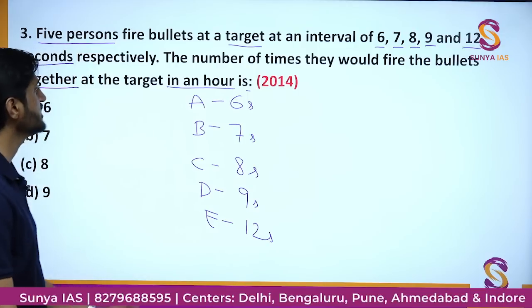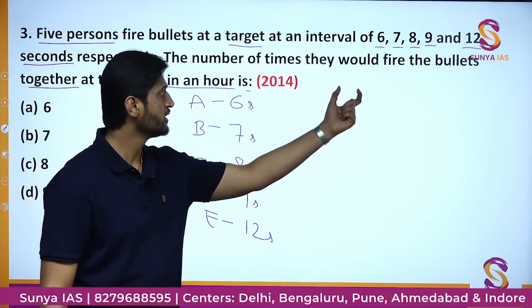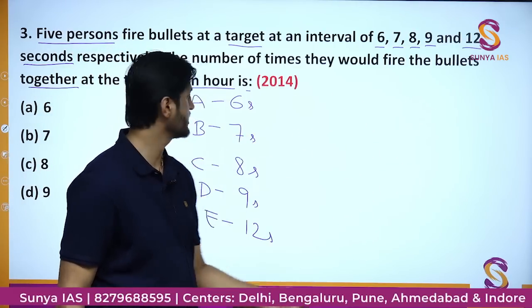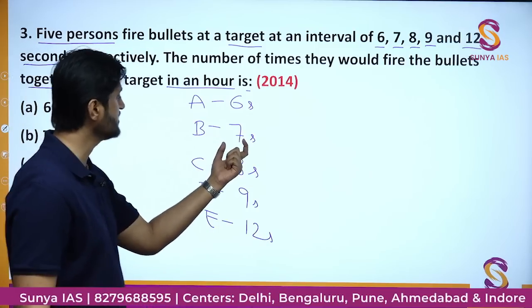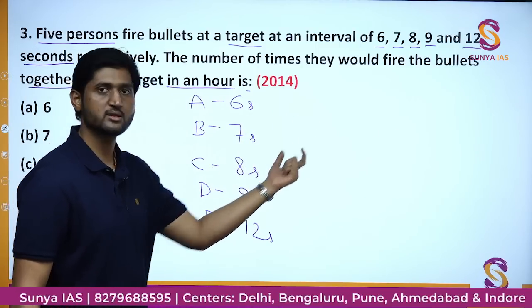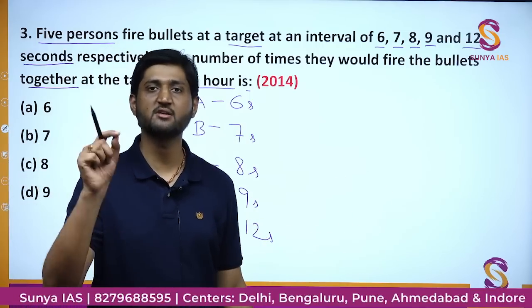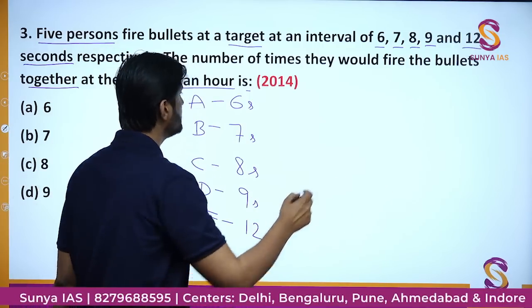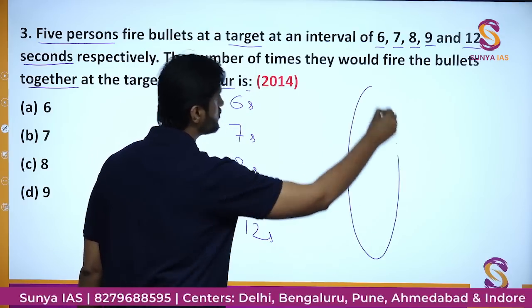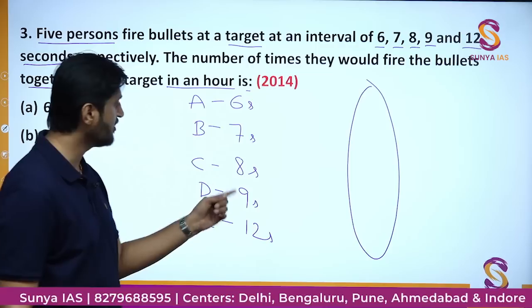So here you can see that A will fire at 6, 12, 18, 24, 30, 36 and so on seconds. We talk about B, he will fire at 7, 14, 21, 28 and so on, 8, 16, 24 and so on and so on. They will fire in multiples, but we are interested in finding the time in which they will actually fire all of them together. So that would be nothing but the LCM of all these values.